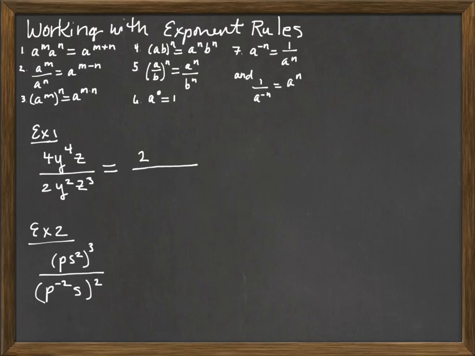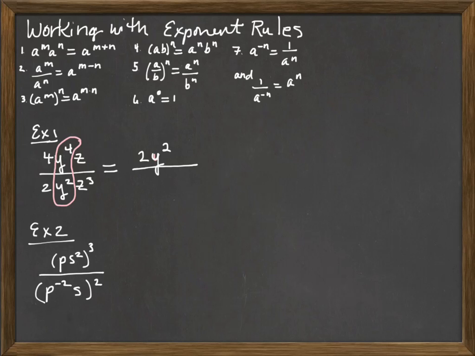Straightforward enough. Alright, the next one, the y to the fourth divided by y squared, they're like bases. I'm going to circle those. So that corresponds to rule number 2 on the board, which says if we're dividing like bases, we subtract their exponents. So that becomes y to the 4 minus 2, or just y squared.